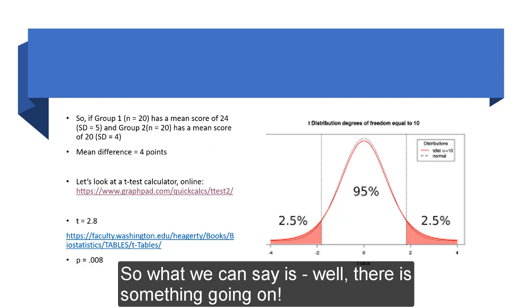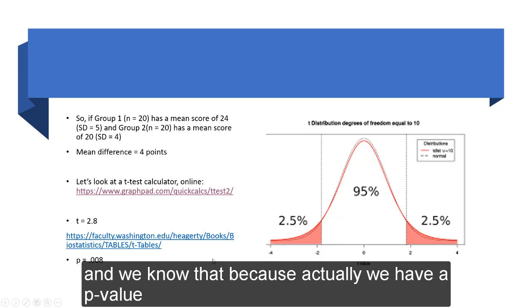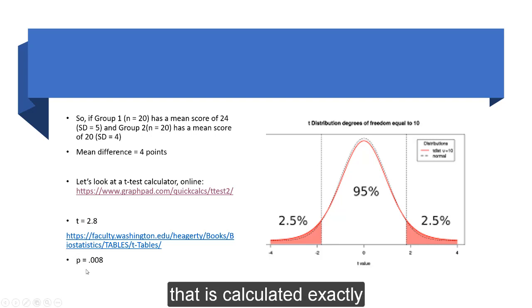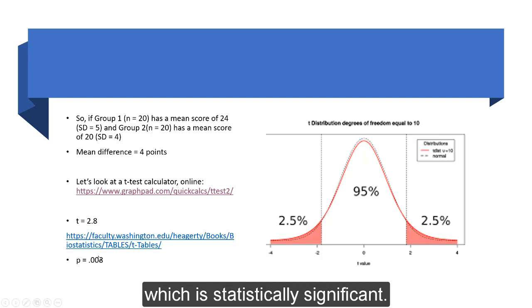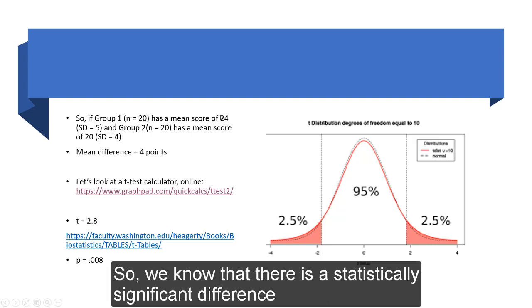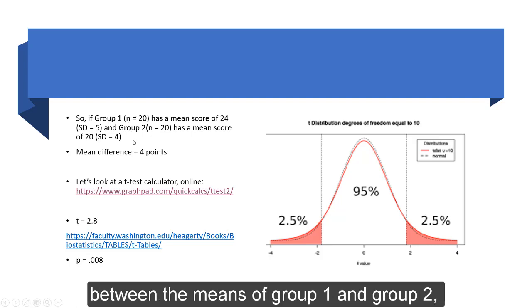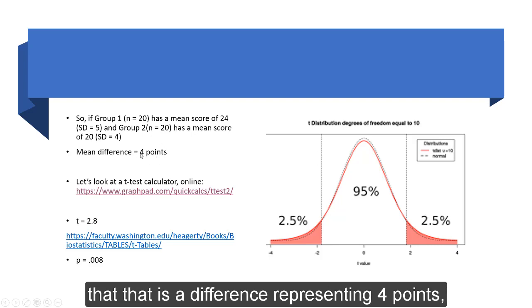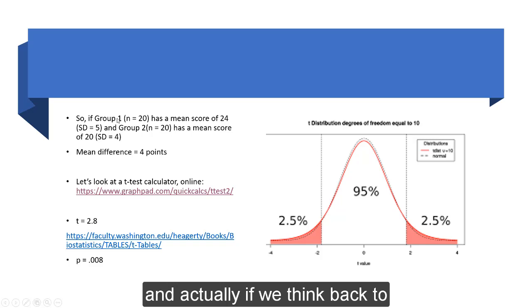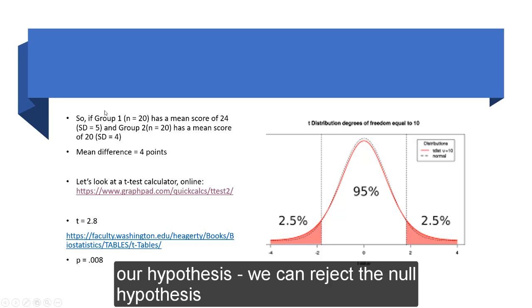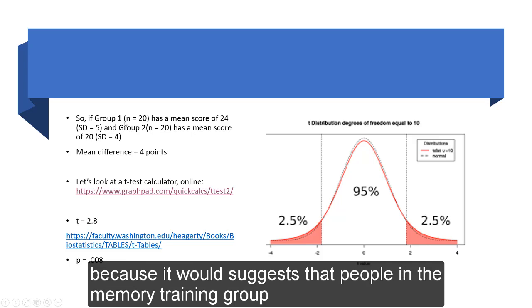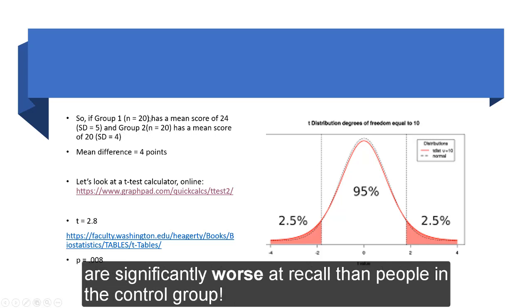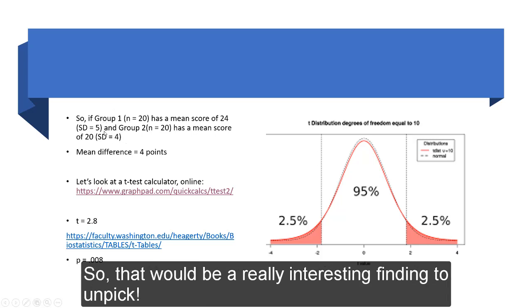So what we can say is, well, there is something going on. And we know that because actually we have a p-value that's calculated exactly of 0.008, which is less than 0.05, which is statistically significant. So we know that there is a statistically significant difference between the means of group 1 and group 2, a difference representing 4 points. And if we think back to our hypothesis, we can reject the null hypothesis, but this finding might be in a slightly different direction than we expected, because it would suggest that people in the memory training group are significantly worse at recall than people in the control group. So that would be a really interesting finding to unpick.